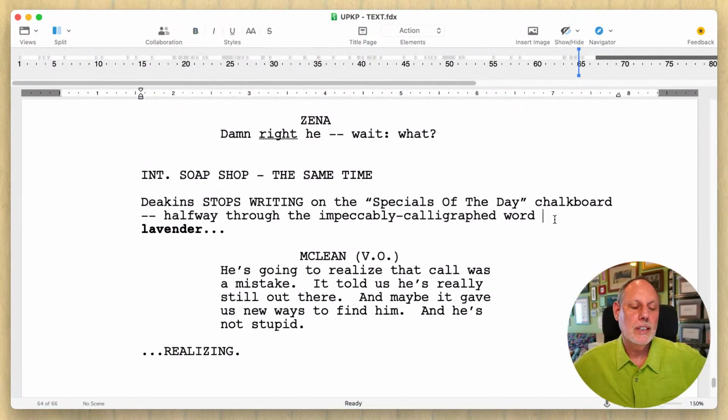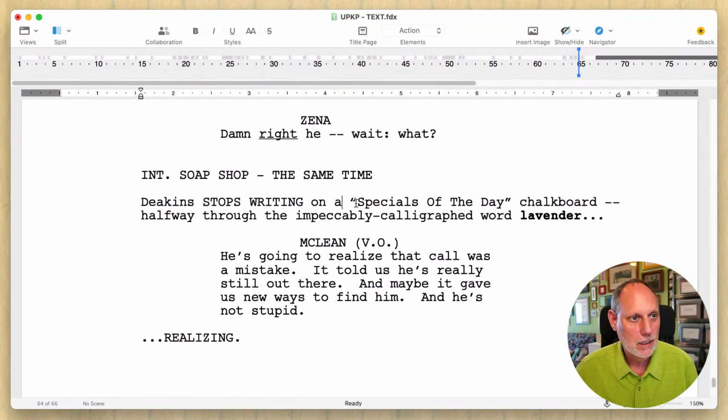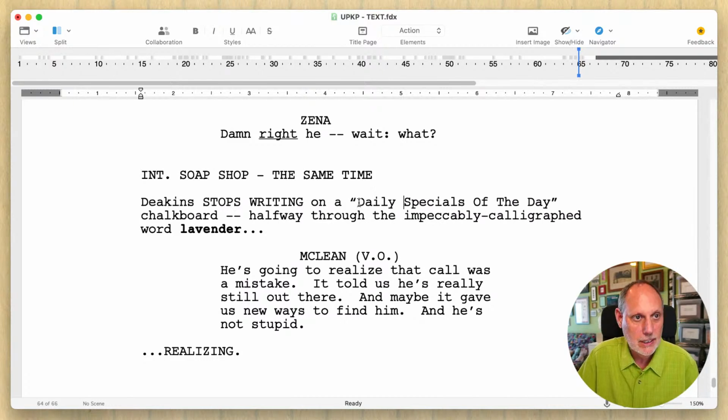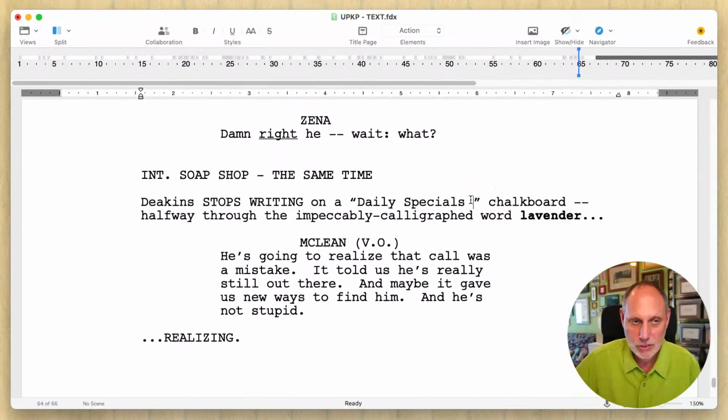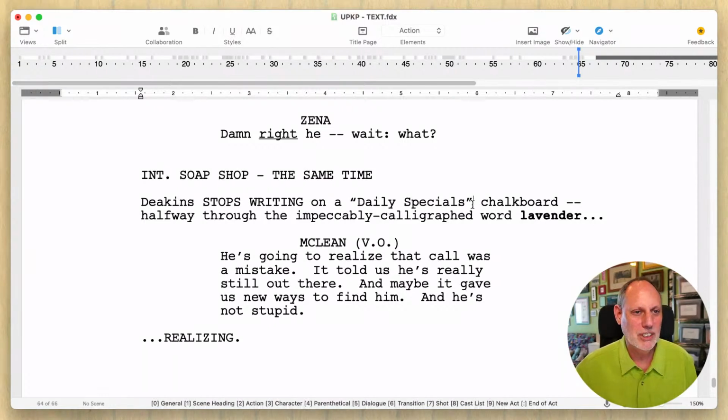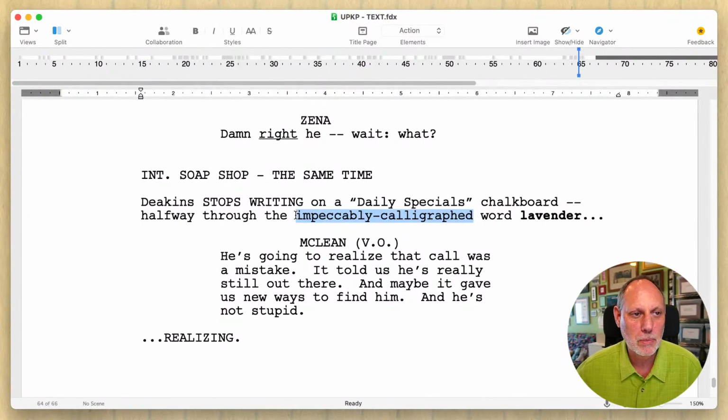Okay. So this is just a more active sentence. Deacon stops writing on the daily specials chalkboard, just make it easier to read. Stops writing a daily specials chalkboard halfway through the impeccably calligraphed word lavender. Okay, yes, I will risk that some people are going to be thrown by "calligraphed" and they're going to go, is that a word? Because, yeah. Okay.